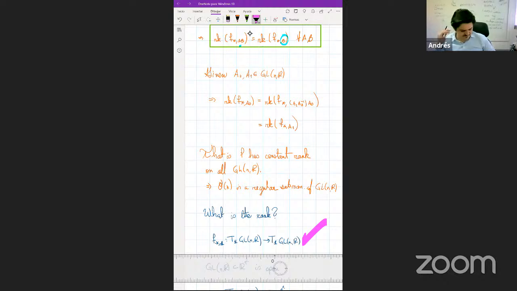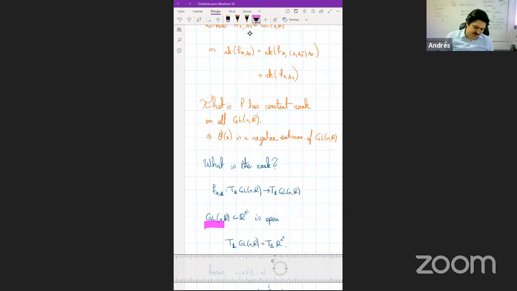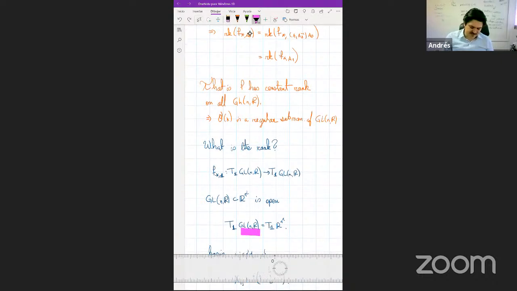Now, basically, up to this point is all that we need about what you have learned in this class. The rest has to do just with multivariable calculus. And that's what I'm trying to emphasize here. This is open. So the tangent space in GL(n) is the same as the tangent space in R^(n squared).